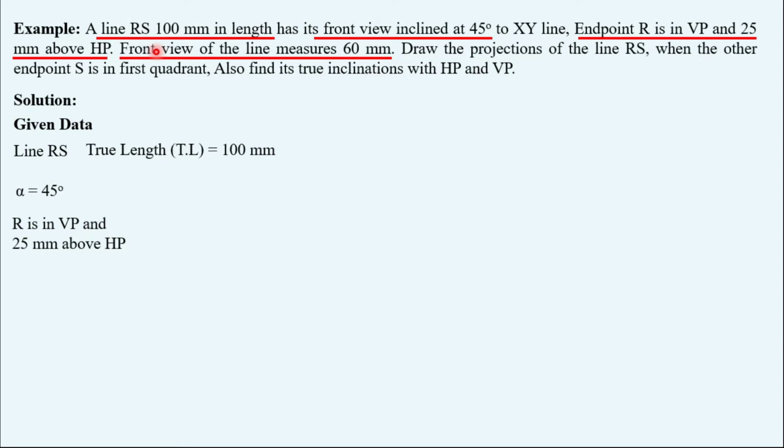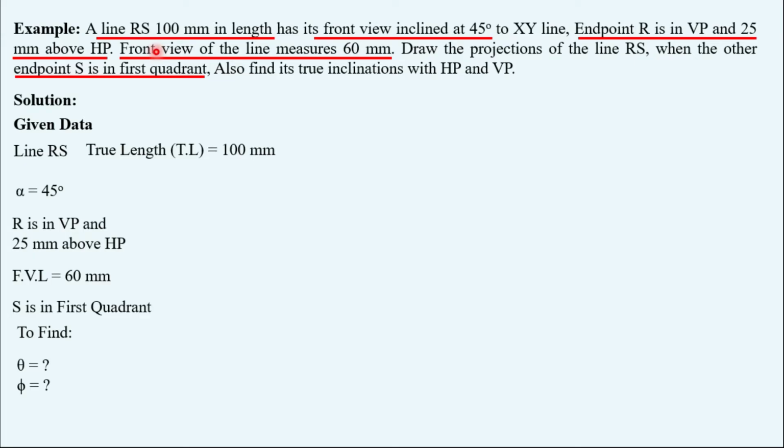Next, front view line measures 60 mm, so front view length is given as 60 mm here, and other end point S, its position is given as per the quadrant, so it is in first quadrant. What is required to be found? Theta and phi, that is true inclinations with HP and VP.